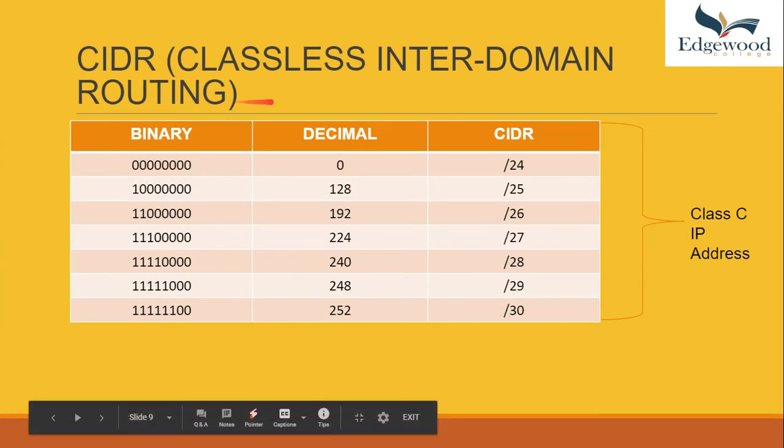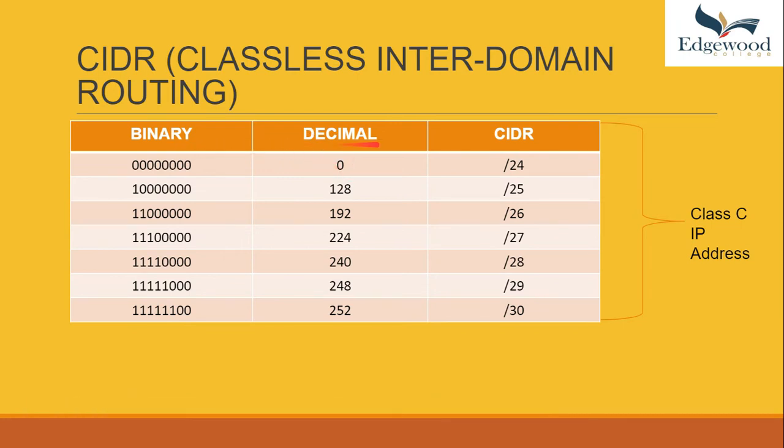Classless Inter-Domain Routing. Now look at it. This is binary, this is decimal, and this is what? CIDR. This binary number in decimal is what? 0. And this binary number in decimal is what? 128. Do you still remember how we're able to convert binary number to decimal number? When we added those numbers together, we added 1, 2, 4, 8, 16, 32, 64, and 128. Yes, the same thing is happening between this and this.